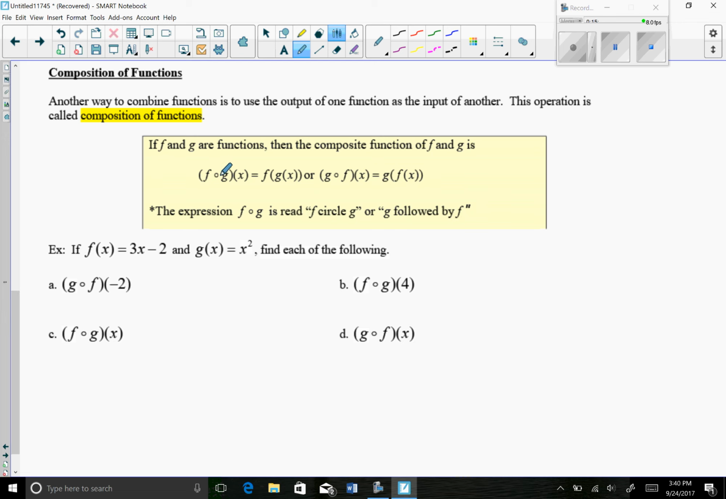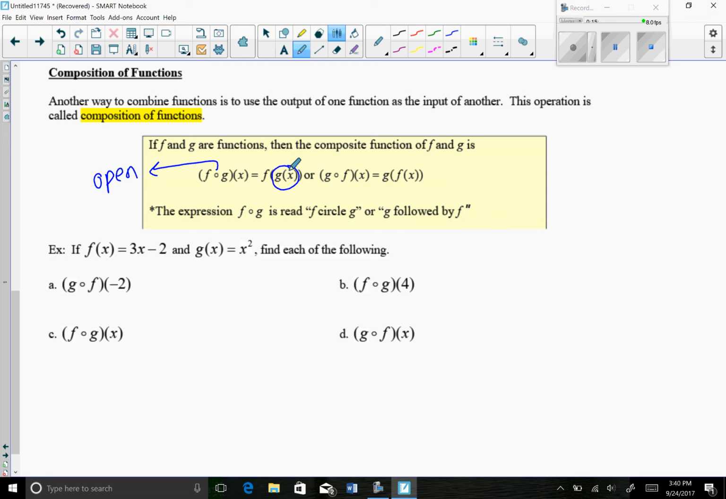We have f, and then notice that's an open circle, of g of x. So that could say f followed by g of x, or we could read it as f of g of x. And again, this is an open circle, not closed. We're not multiplying the functions. We're doing composites of functions. So be careful.